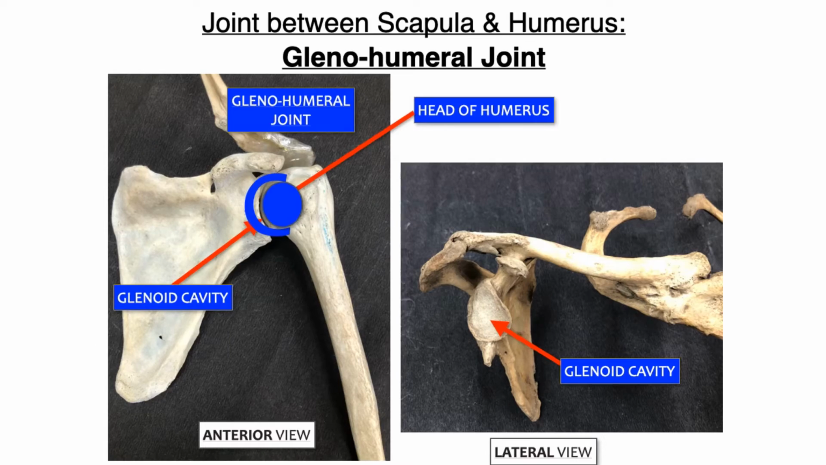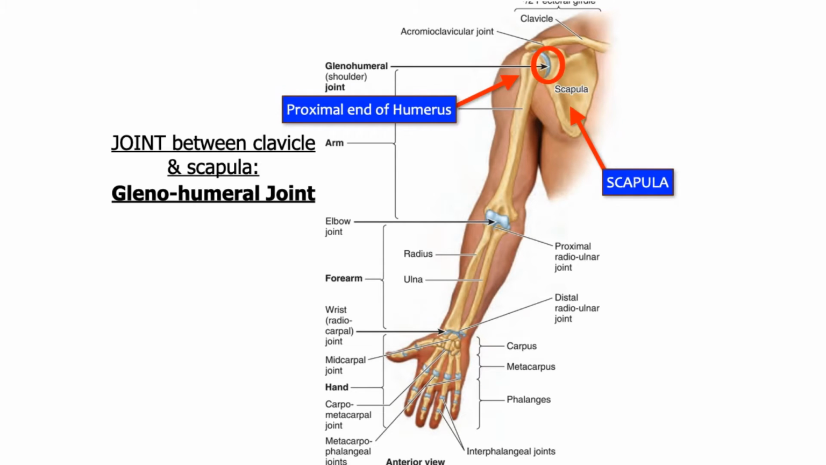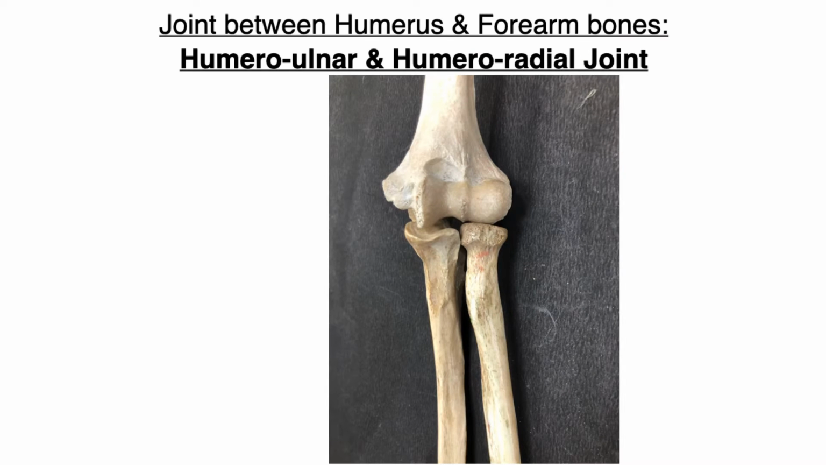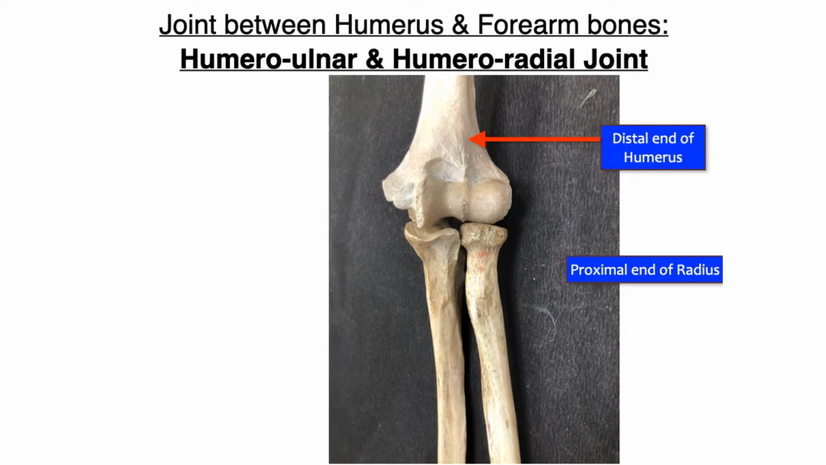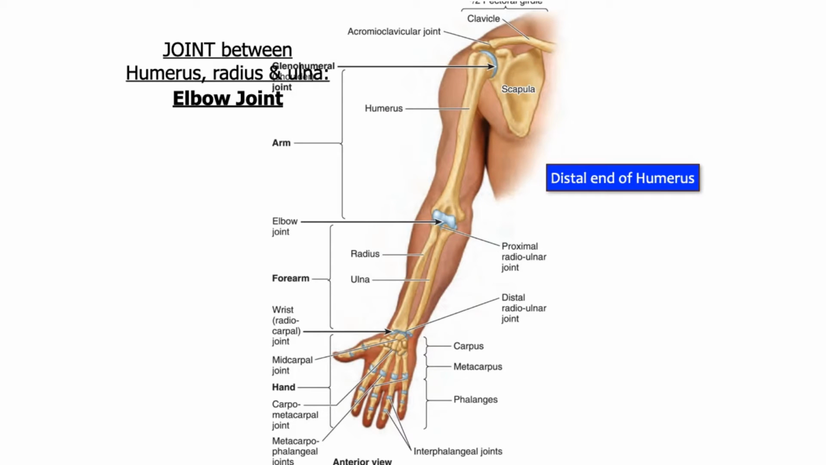Now let us see the diagrammatic representation of the same joint. This is the proximal end of the humerus where we have the head of the humerus, and this is the scapula, and this is the glenohumeral joint. Now, another joint is the elbow joint. This joint is formed between the distal end of the humerus and the proximal end of the radius and the proximal end of the ulna. This joint is the elbow joint. This is the diagrammatic representation.